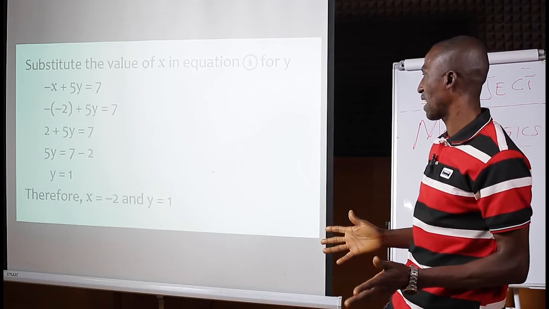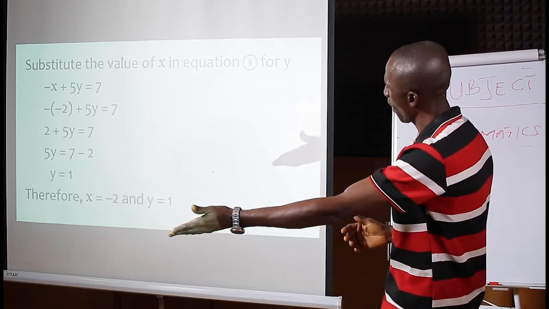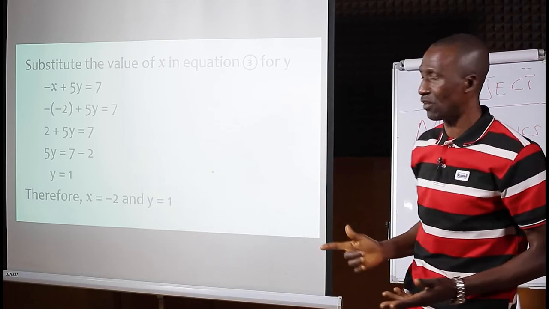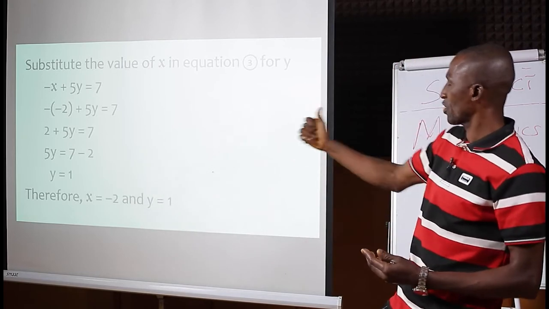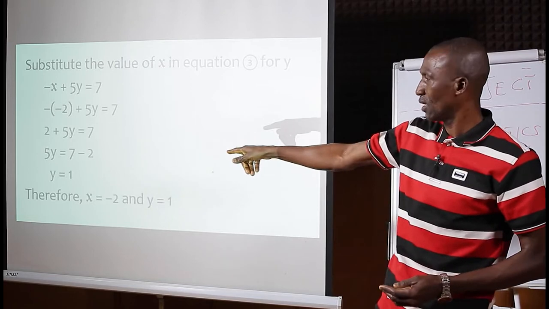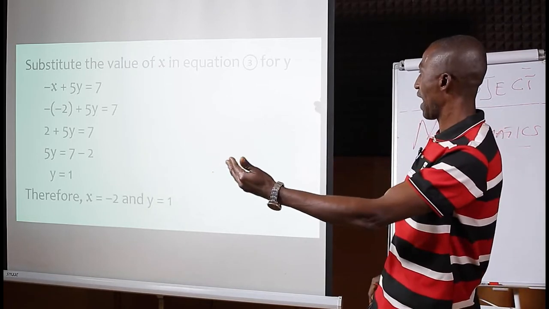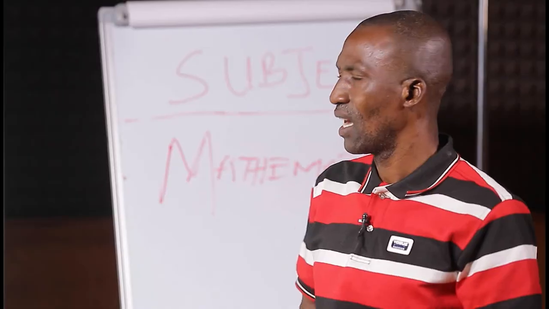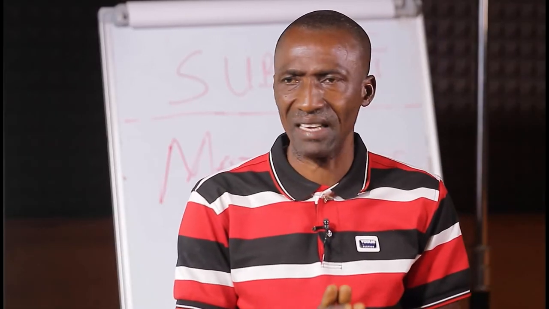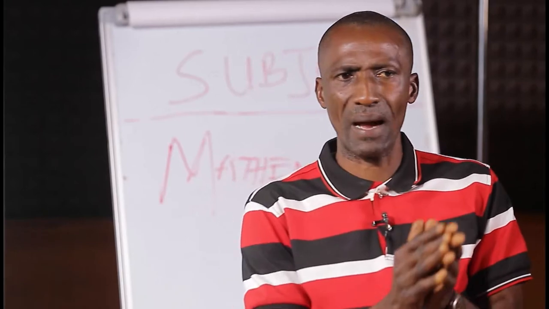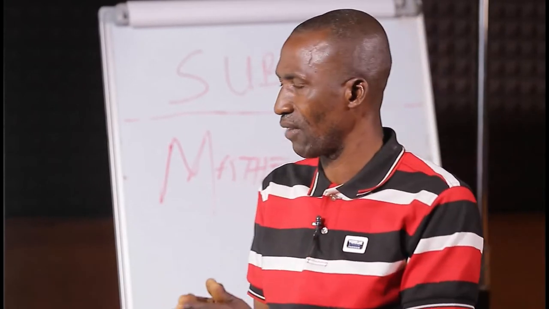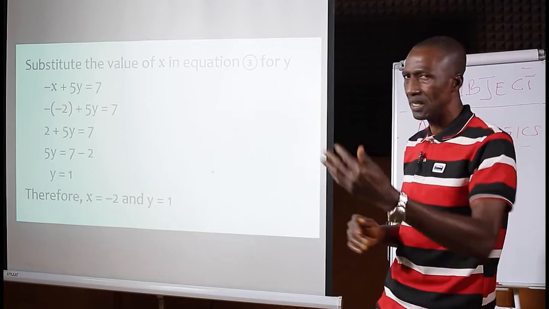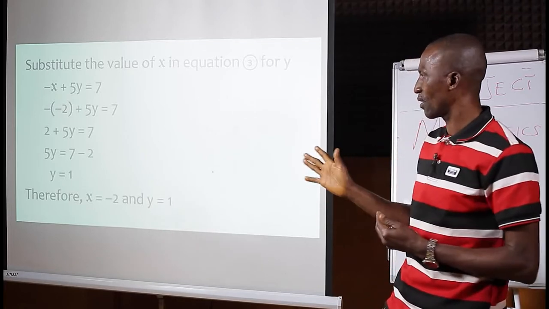Now collect the like terms. We are going to have 5y on the left equals 7 minus 2. Why is it minus 2? Because plus 2 crosses to the right and becomes minus 2. So on the left now, I have 5y equals 7 minus 2. And 7 minus 2, the answer is 5. Now, the equation is 5y equals 5.